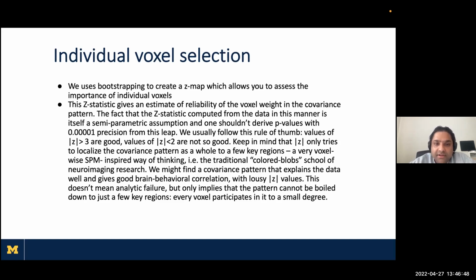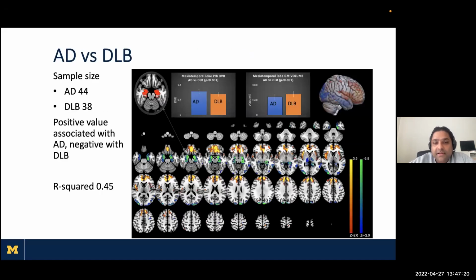We also have to be careful, because we might find a covariance pattern that explains the data well and gives good behavior correlation with lousy Z values. This doesn't mean that the analysis failed. It just means that in the pattern we have, every voxel participates to a small degree, so we have to be careful when we look at the data.